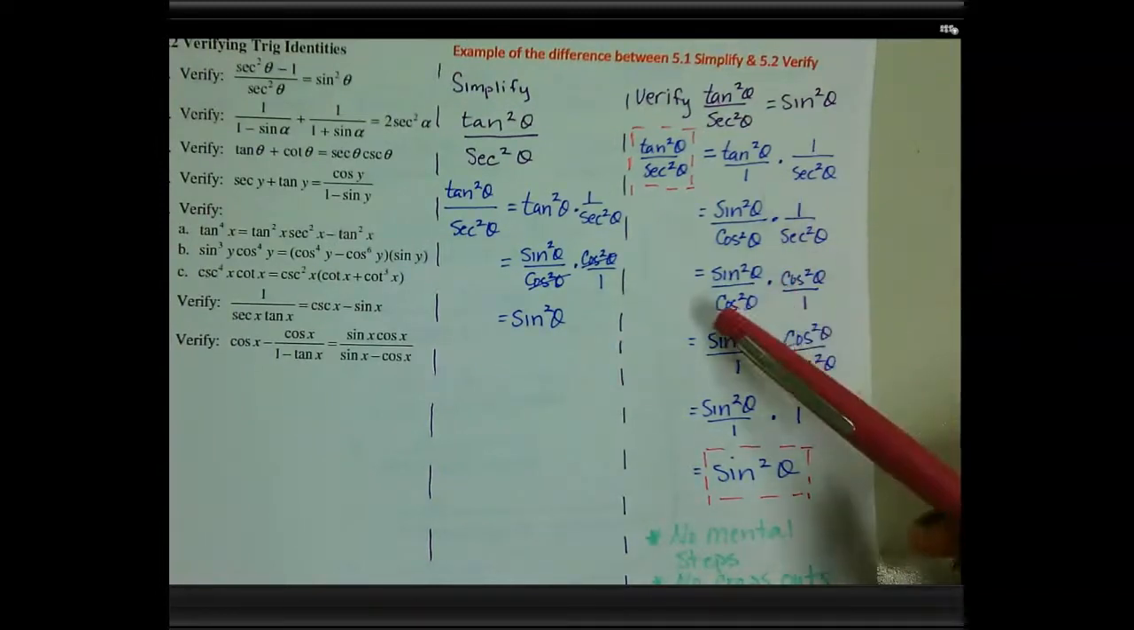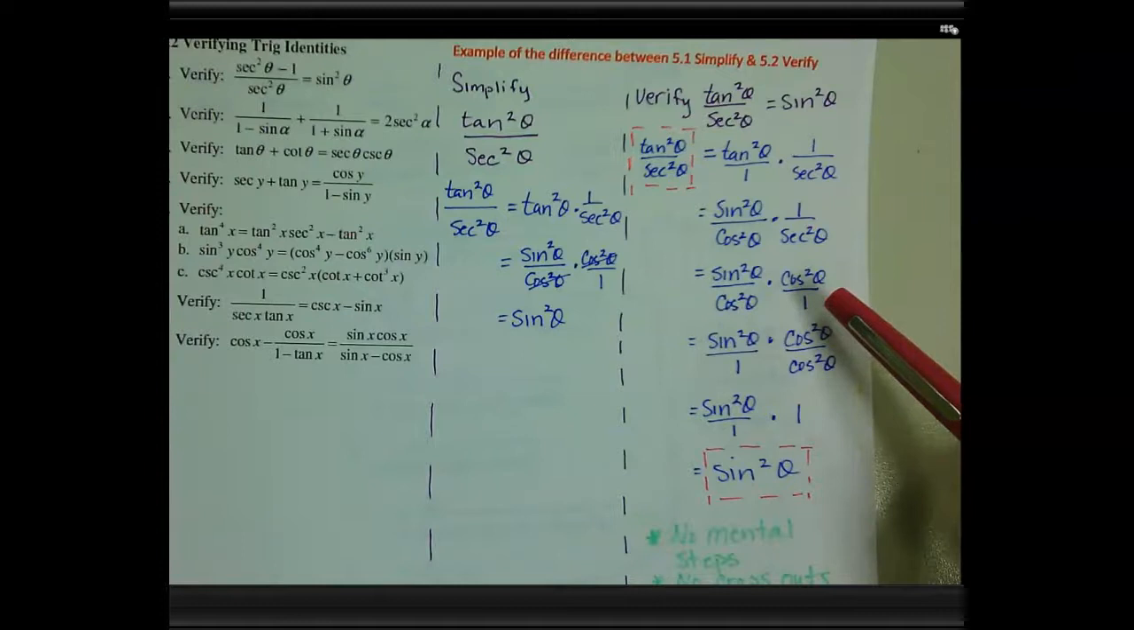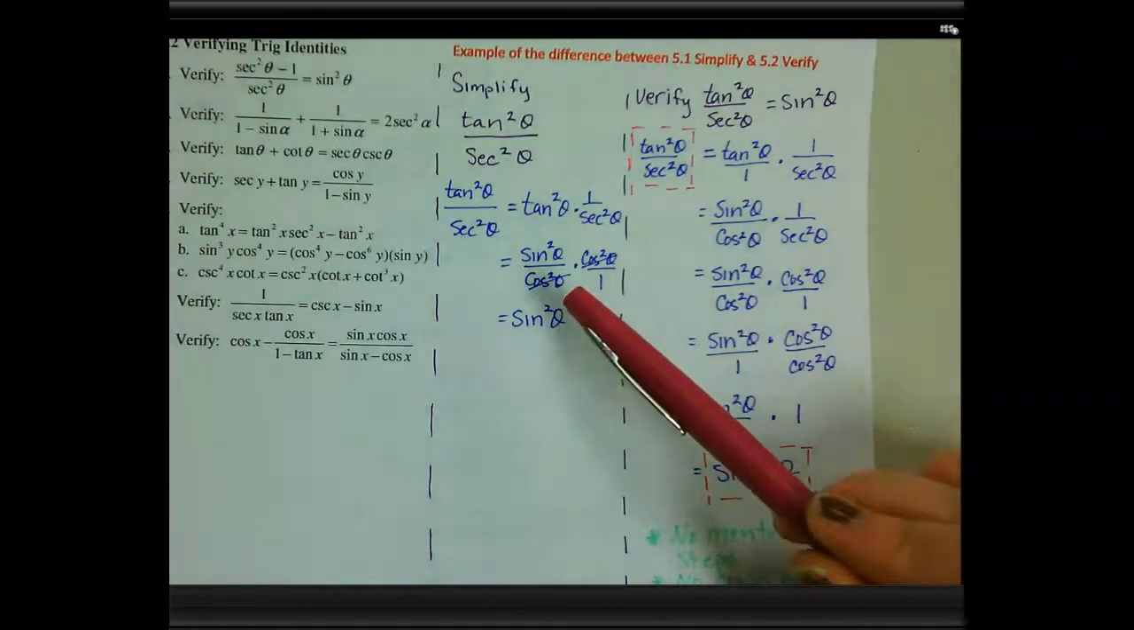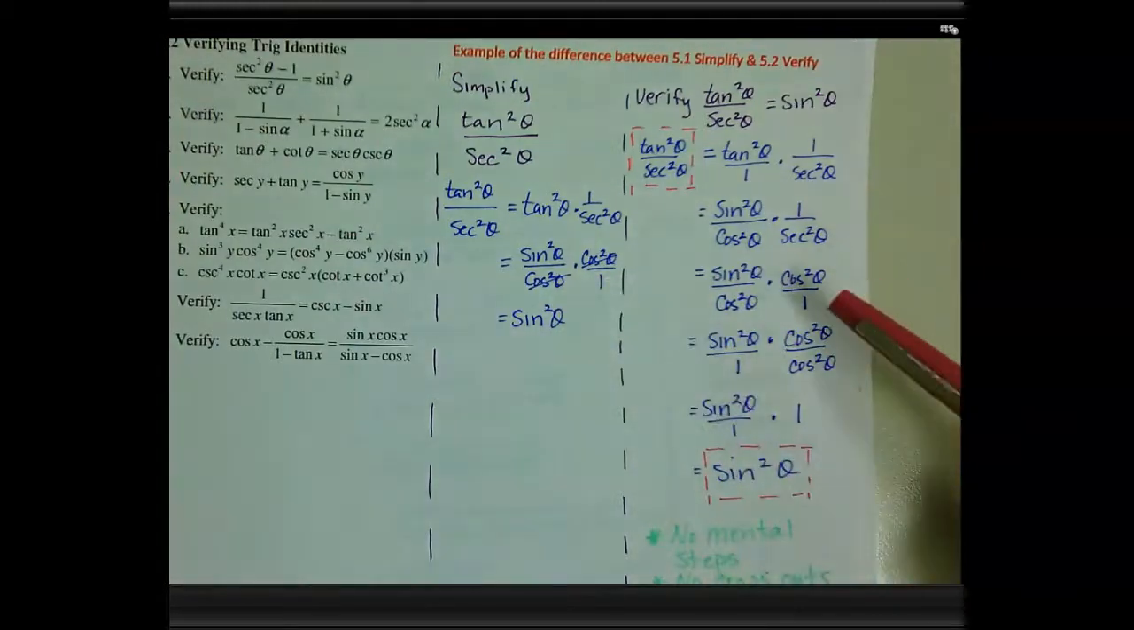So I rewrote it and moved the cosine squared theta over here because I know anything divided by itself is 1. And if we were simplifying like over here, we could just mark it out. But we have to demonstrate that's 1. So we need to show the reader that you have something divided by itself.